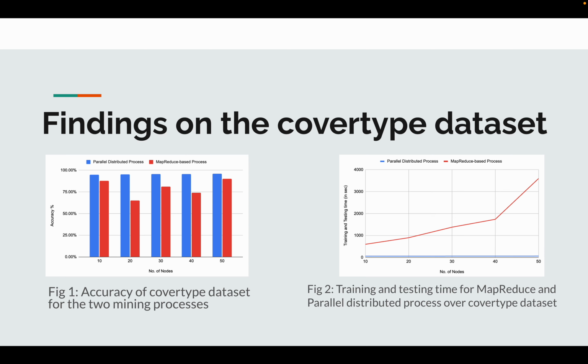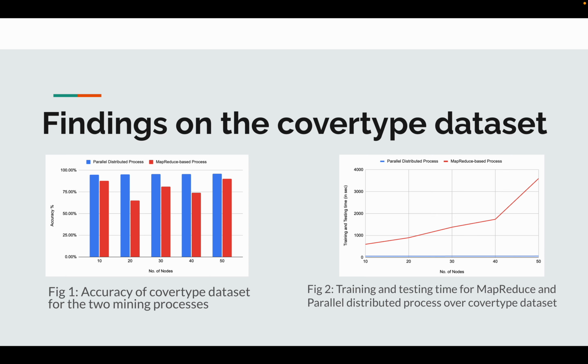On the other hand, the SVM classifier based on the MapReduce procedure shows a variation in accuracy as we change the number of nodes. This can be attributed to the increase in communication overhead between workers as the number of nodes increases. This means that the distributed procedure is more efficient and faster than the MapReduce based procedure in handling large datasets, as shown in figure 2.